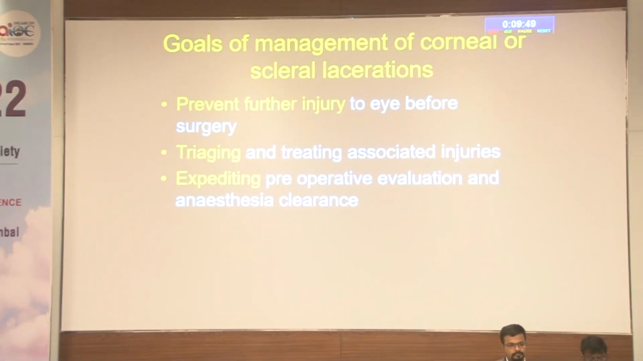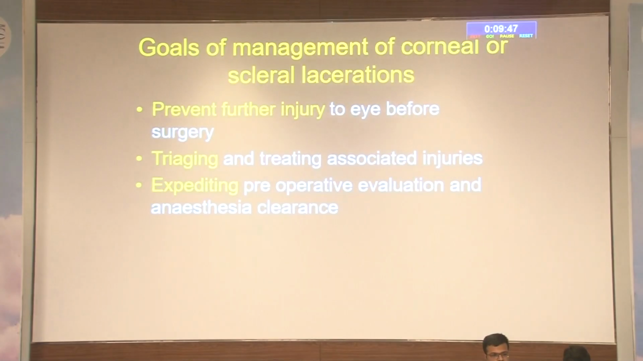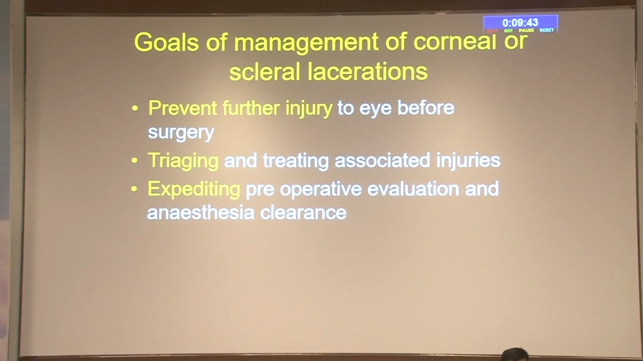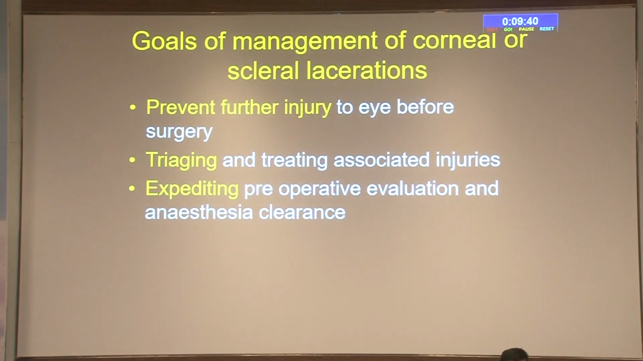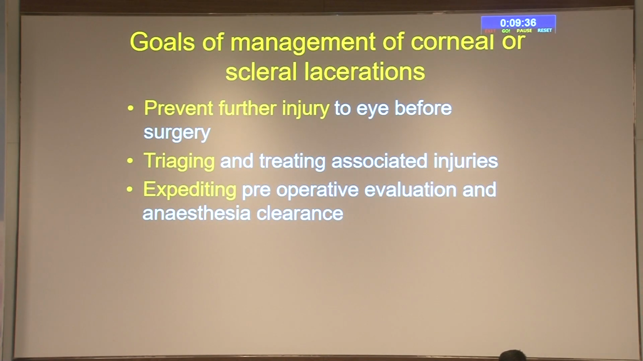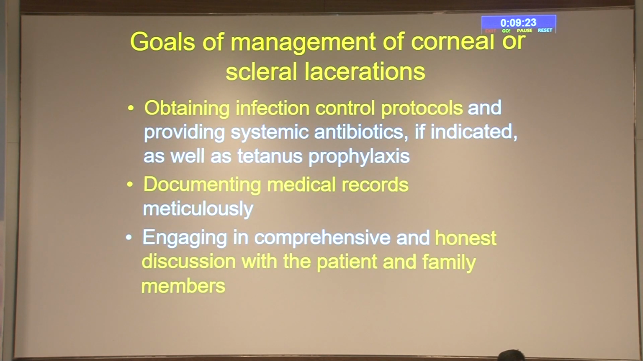the main goals of corneal scleral injury management are to prevent further injury to the eye before the surgery starts, to triage the patient and take care of the various other injuries associated, as multiple skeletal system injuries might be there, and you need to expedite the operative evaluation. Anesthetic clearance is needed if at all you go for any anesthesia.